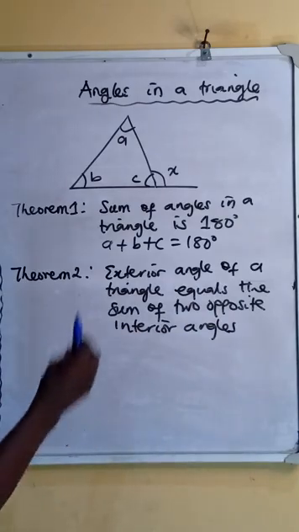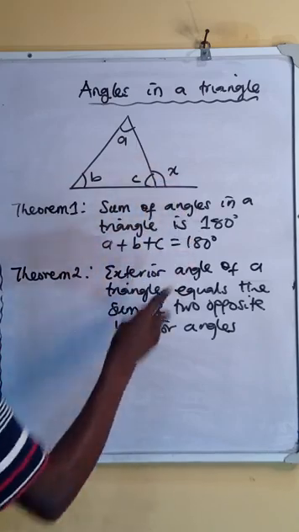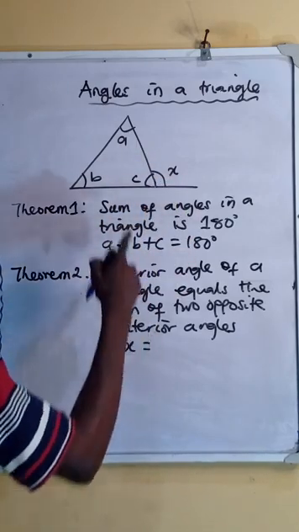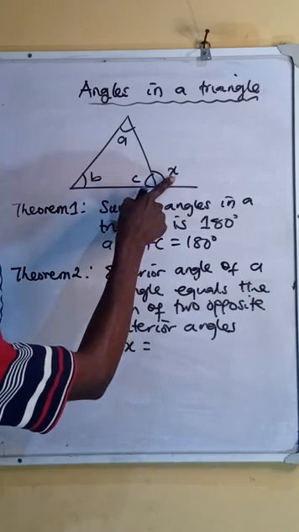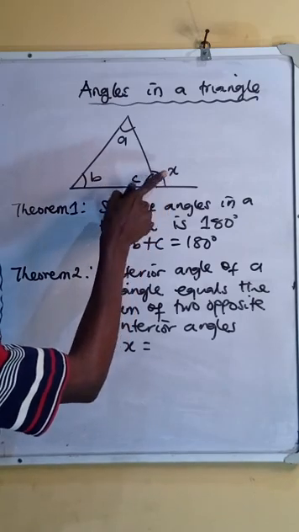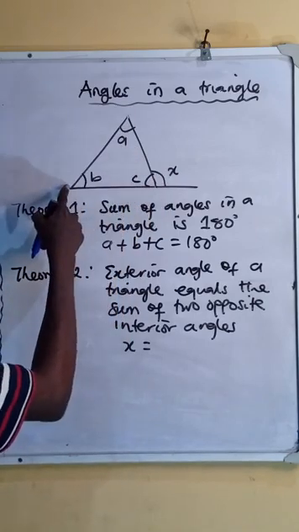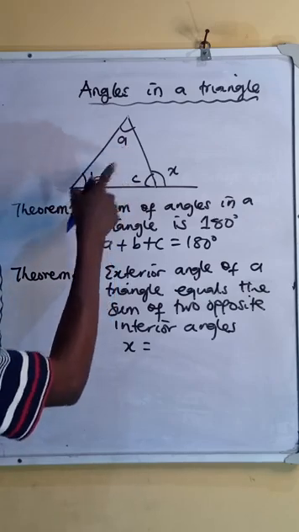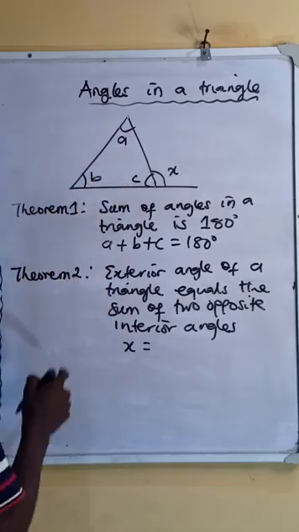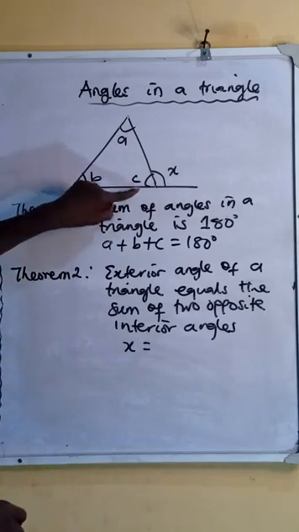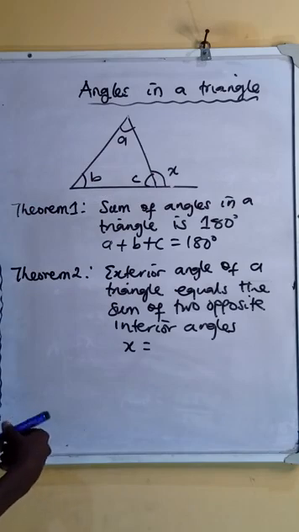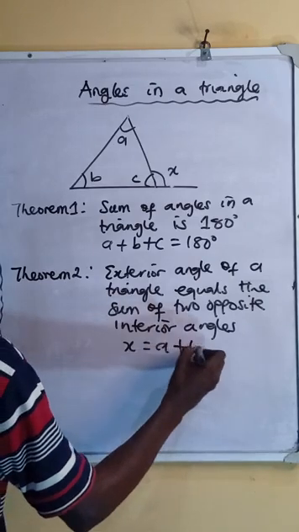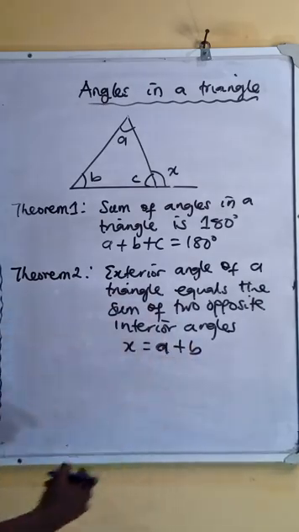Now when you look at this, this is the exterior angle, which is angle X. Now the angles opposite to X, this line here, are A and B. So we say that this particular angle is the sum of these two angles. So the exterior angle of a triangle equals the sum of the two opposite interior angles. That is to say, we have X equals A plus B.